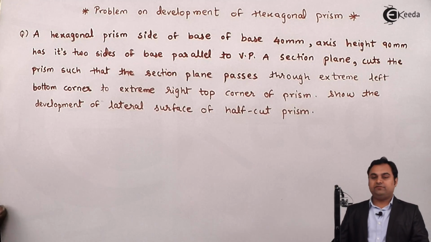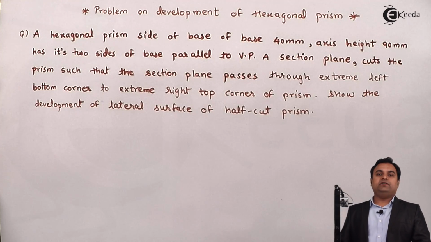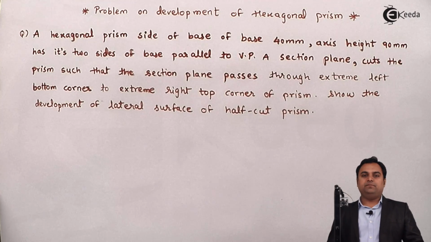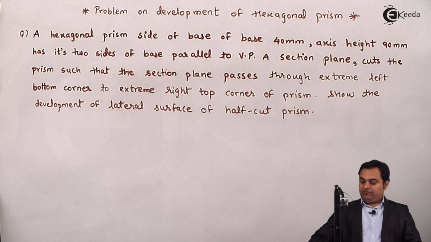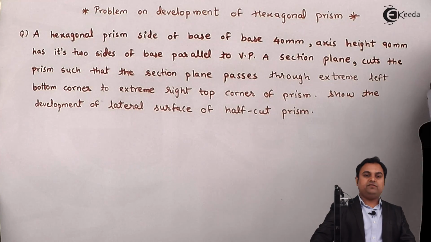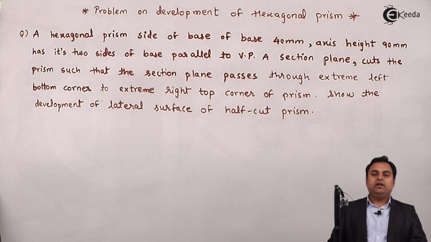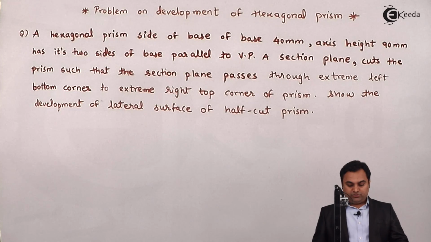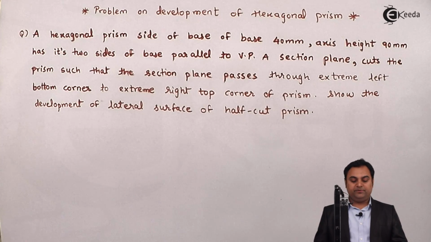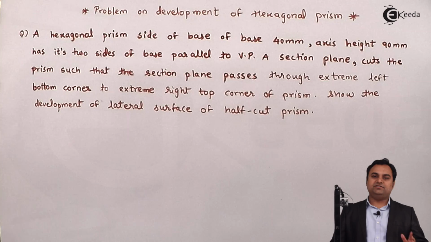Now this is the question in front of us. Whatever the conditions are given here, I'll explain them step by step. But before starting this, once we read the question, we are familiar with the type of solid, and that is hexagonal prism. So here I'll draw the diagram of that hexagonal prism and then explain the conditions step by step.